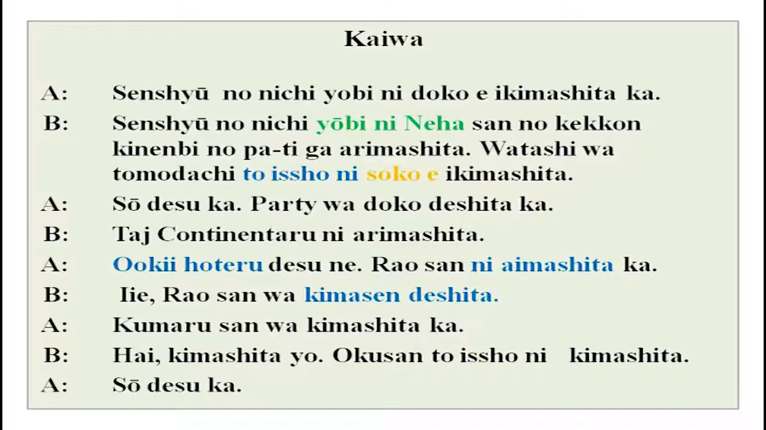So there are a lot of new words over here. For example, you have 一緒に in blue. Then you have 大きいホテル, 会いました, and 来ませんでした. Most of it, I'm sure, is understood.